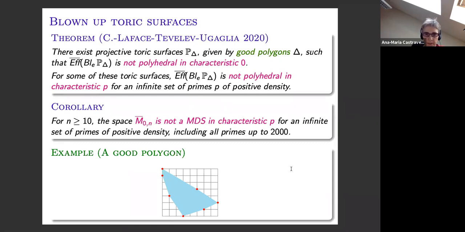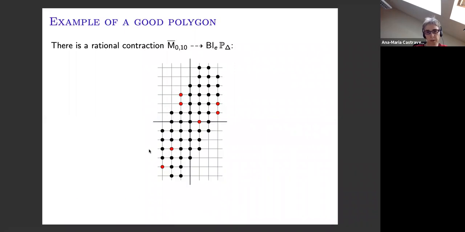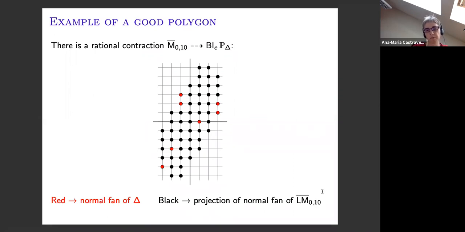And so this is the example that gives you a rational contraction from M010 to the blow up of the corresponding toric surface. Namely, the rational contraction you obtain by taking a special projection of the normal fan of the Losev-Manin space of dimension 7. The black dots here are the rays of the normal fan of the Losev-Manin space after projection, choosing a special projection. And the normal fan of our toric surface corresponding to the good polygon corresponds to the red dots. Because the red points are a subset of the black points, you can actually construct this rational contraction.